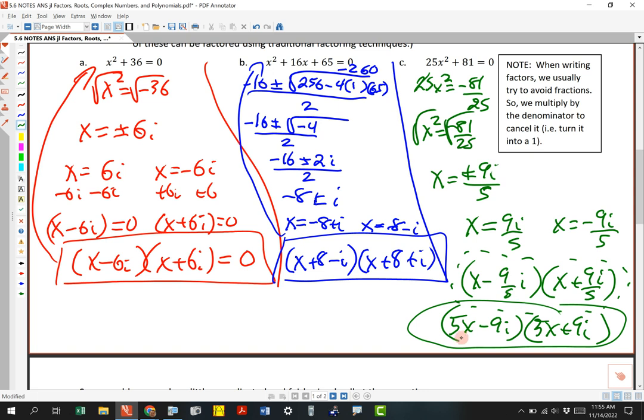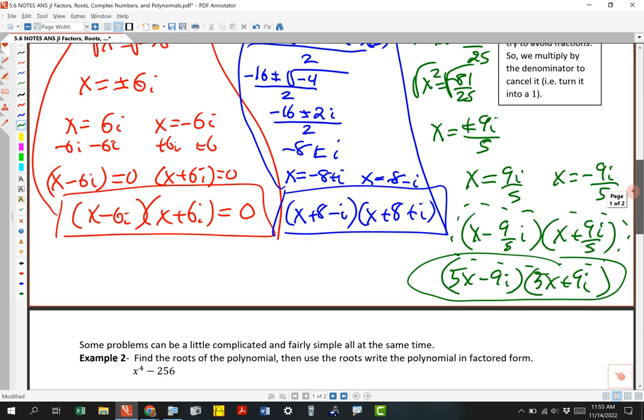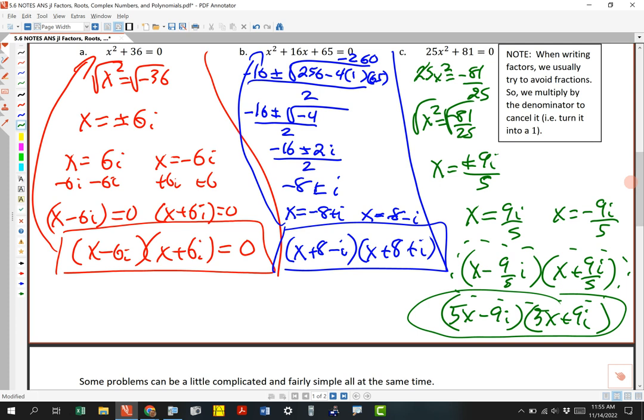Okay, and notice 5 times 5 would give us the 25. That's what we're after. Okay, flip the page over. So if there's two perfect squares, will it always just be like that? As long as it's set up like that.